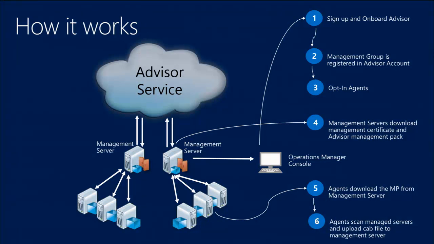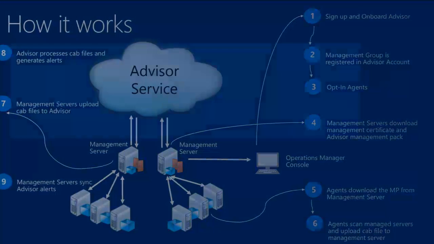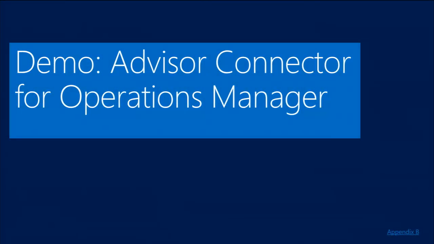The agents, when the health service starts, and then every 12 hours, will actually run that discovery, the same thing that we would have done in the first scenario. And they take that CAP file, and instead of sending them to the gateway, now they're sending them to the management server, which in turn uploads those CAP files to the Advisor service. At that point, it's business as usual, like the old Advisor, where the Advisor service will process the CAP files, generate the alerts, and display them in the portal for you, and sync everything up amongst the different management servers. So I want to just real quick show you what that looks like.